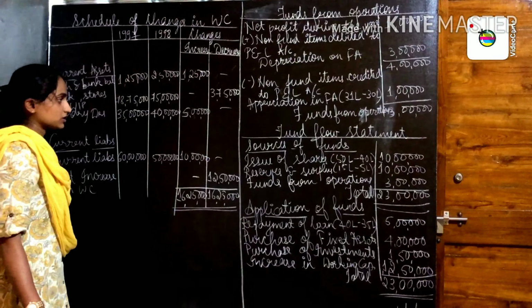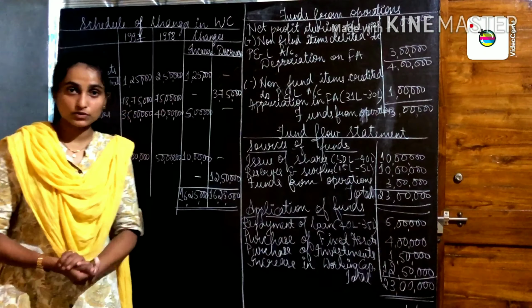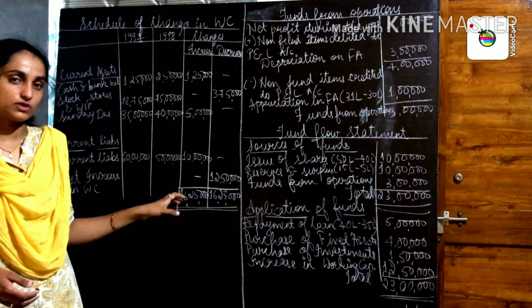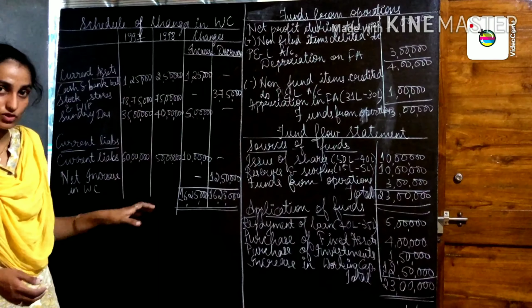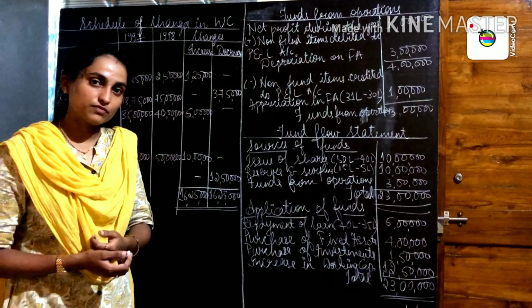So I hope the solution is clear to you all. This was the simplest problem on the fund flow statement, solved step by step, by considering all the transactions as per the question. Some 2 more questions are there. I'll be solving them in my upcoming videos.